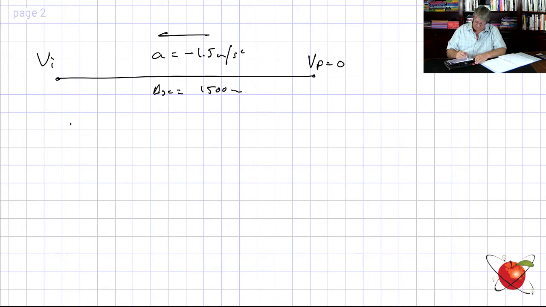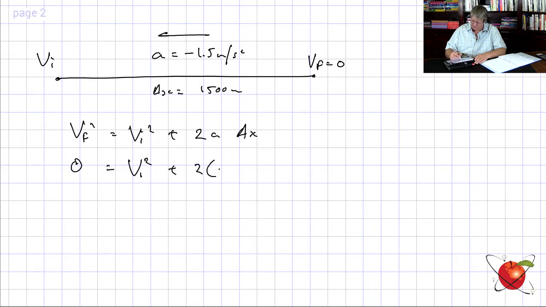Therefore, V final squared is going to be V initial squared plus 2a delta x, and putting in everything we know: V final is 0, which is equal to V initial squared plus 2 times minus 1.5 times 1500. Everybody see it? I've just substituted in. So therefore, minus V initial squared is equal to that. And I work that out.